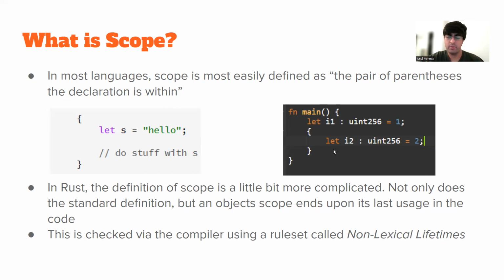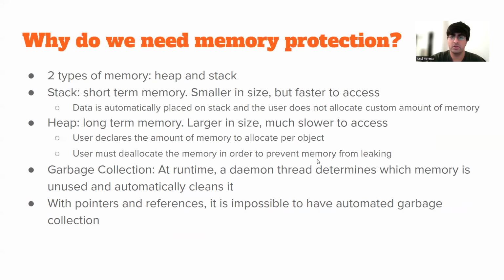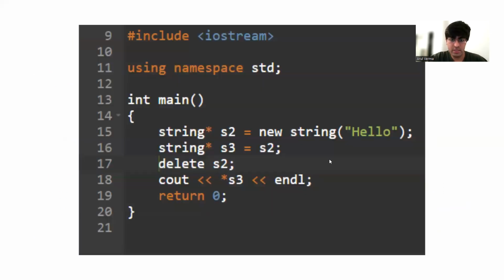And the reason for that is primarily because of how pointers work and why pointers don't really work in Rust. So let's skip ahead a little bit and we'll revisit that slide. Essentially, this is a piece of C++ code. Here we create a pointer to a string s2, and we say it's going to be a new string called hello. We say s3 is equal to s2, and then we delete s2.